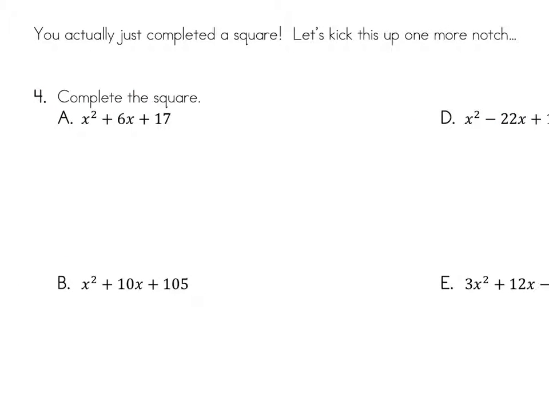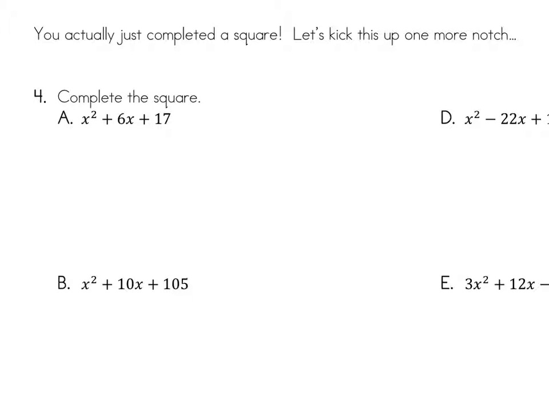Okay, now for the finale. We are going to take what we just did and kick it up one more notch. You just completed the square, but now we need to apply it to different types of polynomials. So instead of playing the guessing game, we're actually given a number here and we have to complete the square to make our polynomial written in a certain form. We call it the vertex form of a quadratic.